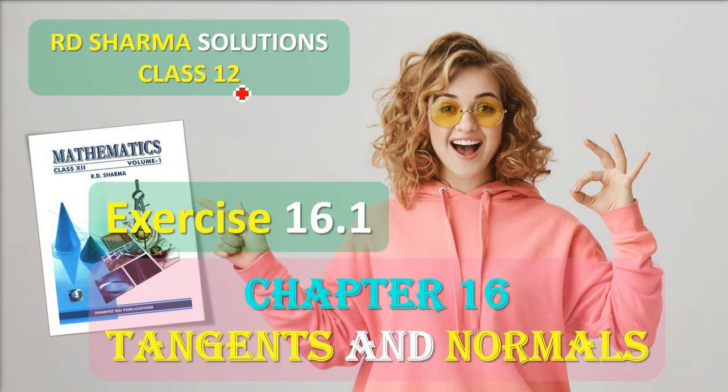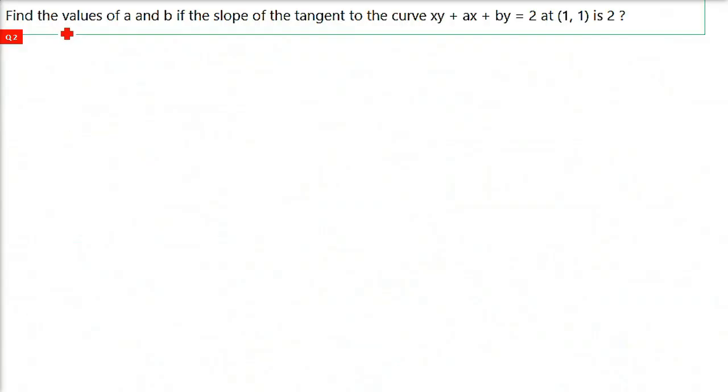This is R.D. Sharma Solution Class 12. Exercise 16.1. Chapter 16, Tangents and Normals. We are taking questions on this. Find the values of a and b if the slope of the tangent to the curve xy + ax + by = 2 at (1, 1) is 2.